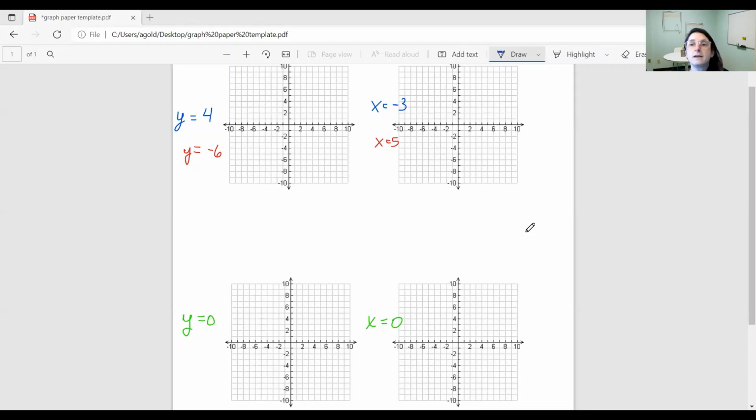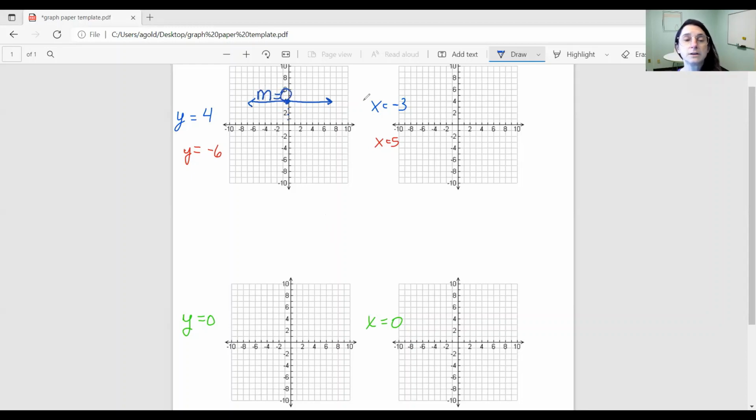So I'm looking at the first, top left, where it says y equals 4. What this means is where the line crosses the y-axis is at 4. So the y-axis is up, 1, 2, 3, 4. Here it is. This is my horizontal line at y equals 4. When a line is horizontal, the slope is 0.